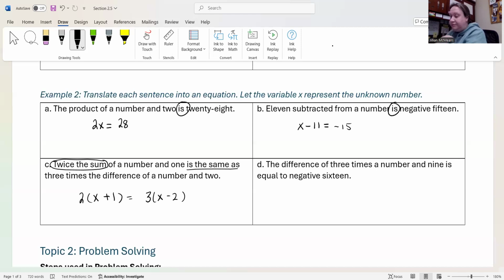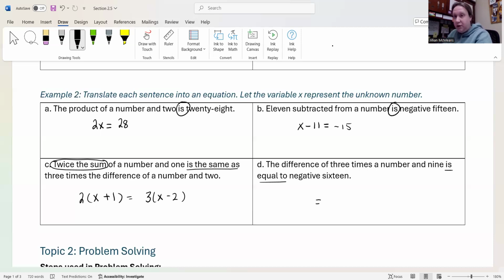Now, part D, it says the difference of 3 times a number and 9. Be careful with this wording here. We're talking about a difference and we've got 3 times something, but in this case, we don't want 3 times the difference. We want the difference of 3 times. So part D, we do not have parentheses, and make sure you know the difference in the wording, okay? So here, the difference of 3 times a number and 9 is equal to, that one's pretty straightforward. That's our equal sign, negative 16.